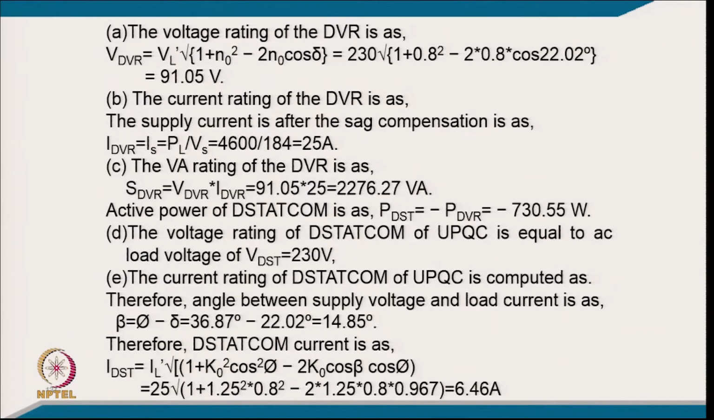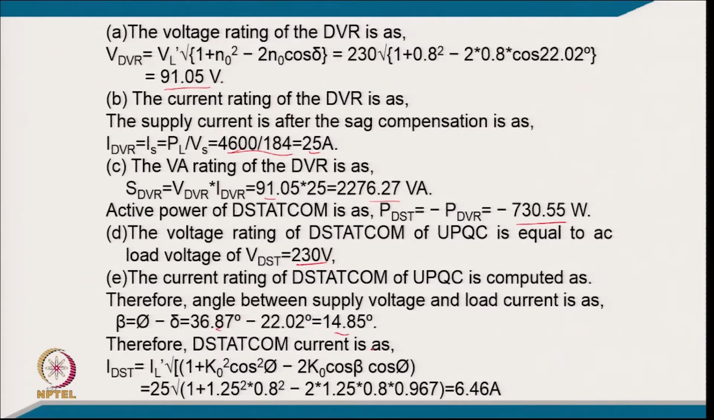The voltage rating of DVR is calculated from the load voltage and these factors. So, it comes 91.05 volt, and the current rating of DVR from this voltage sag compensation will be power divided by voltage. So, it comes 25 ampere, and the VA rating of DVR is voltage multiplied by current. So, it comes to 276.27 VA, and active power of DSTATCOM is equal to 730.55 watt, and the voltage rating of DSTATCOM is 230 volt, and the current rating of DSTATCOM is computed with beta equal to phi minus delta, that is 14.85.